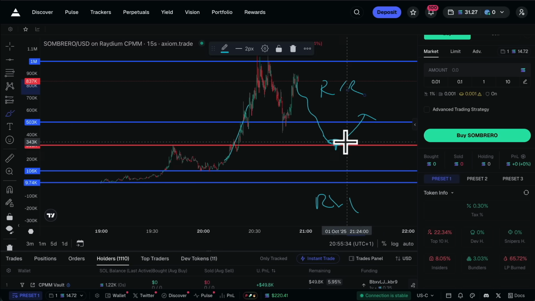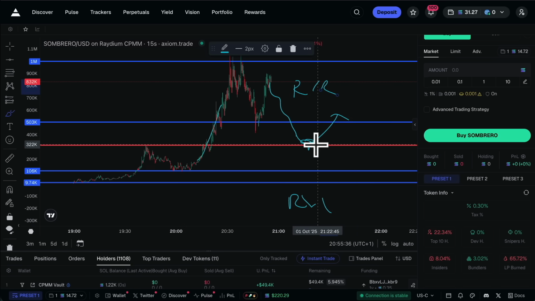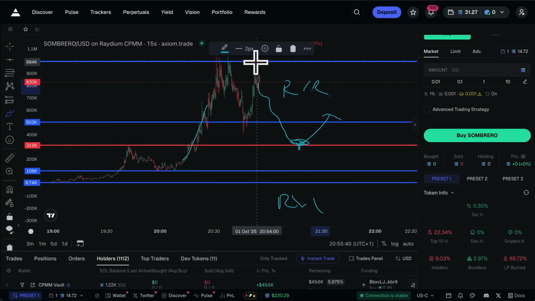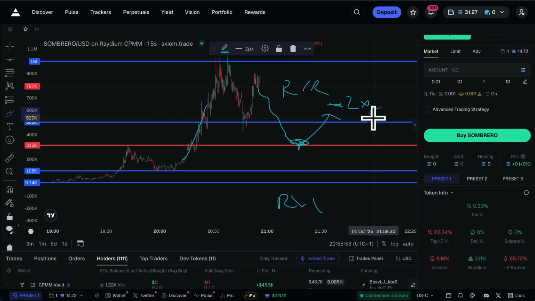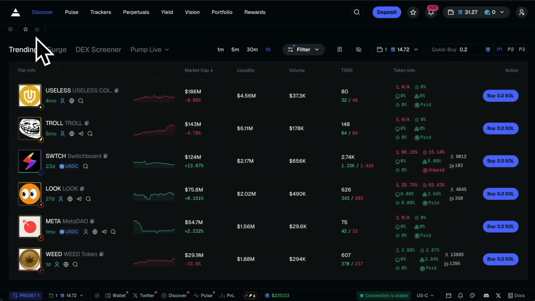This is assuming I have a 1 soul position, and then the reward is, well, potentially I'm aiming for a run back to all-time highs, which again gets less and less likely as these coins get older, but at minimum a 2x, and I would look to take profit automatically at 2x. So 2x from here would be 600, and I would make sure I have my take profit at 590. So we can click on the trending tab here.